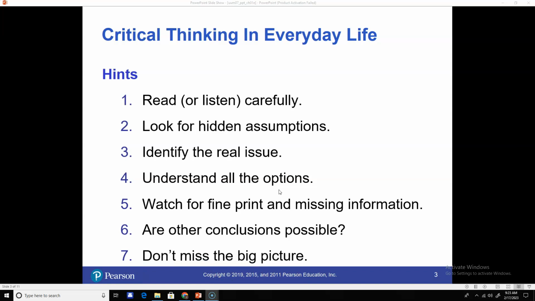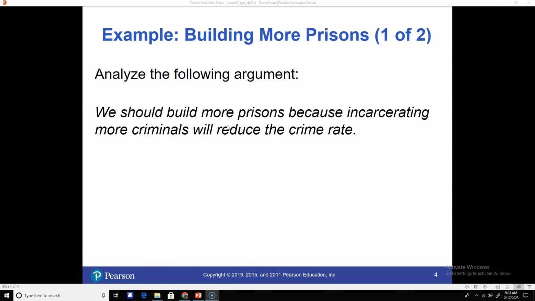Don't miss the big picture. Okay. Sorry, I forgot about one. Okay, analyze the following argument. We should build more prisons because incarcerating more criminals will reduce the crime rate.